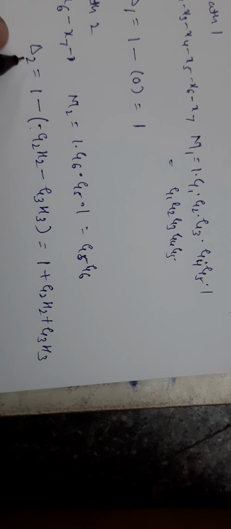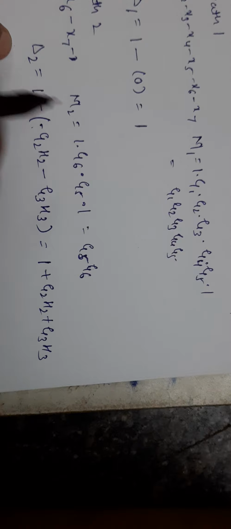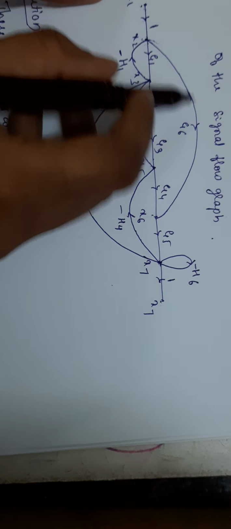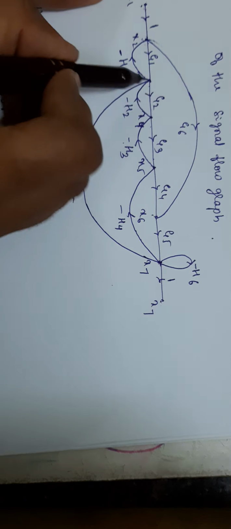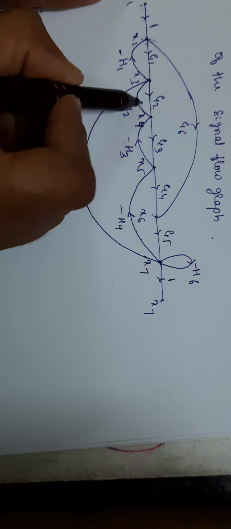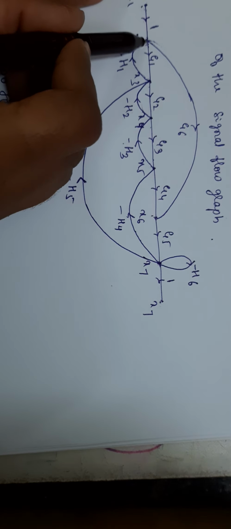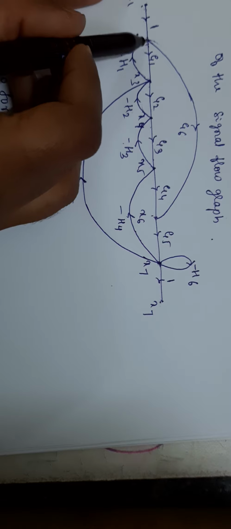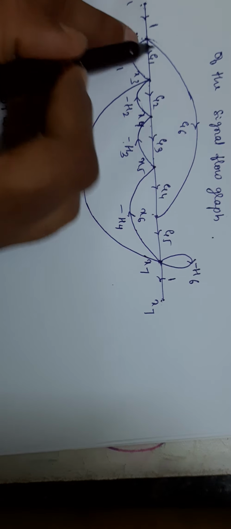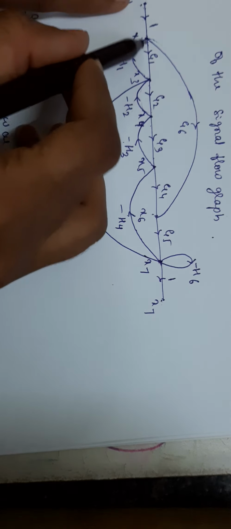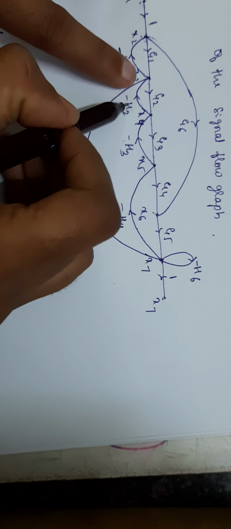How did we calculate delta 2? See once again. For this forward path, are there any non-touching loops? This is one loop, this is the second loop, and the third loop is there, but it is touching here. To this path it is touching here, so we should not consider this one. It is not touching this path, so minus G2 H2.